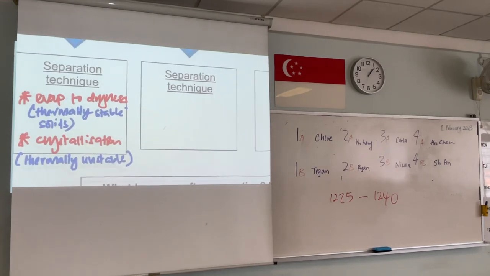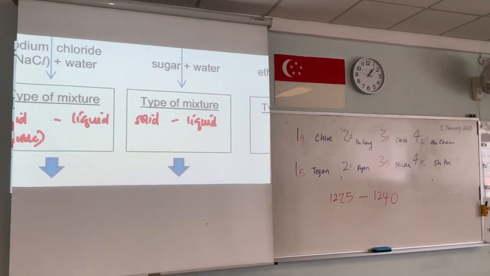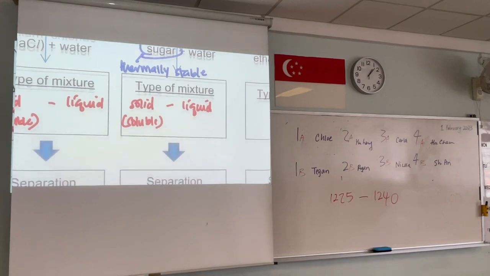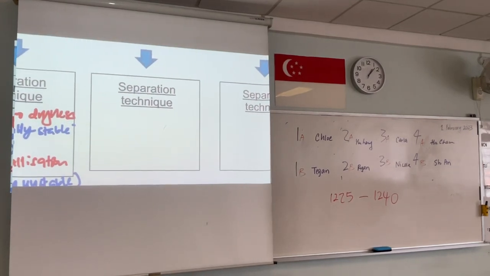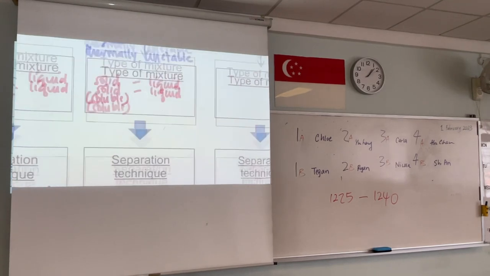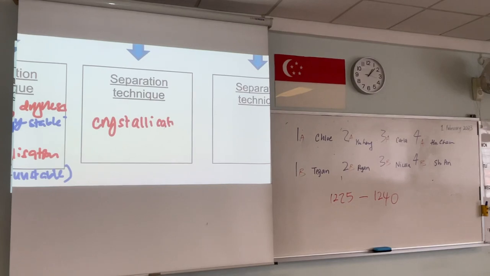Now, next will be sugar and water. What type of mixture are we talking about over here? Solid and liquid. Soluble also, sugar. But what's so special about sugar? Sugar is thermally unstable. Therefore, how many methods do we have to separate? There's only one method, correct? And that must be crystallization. I'm not going to revise the procedures for crystallization, but you need to know them.